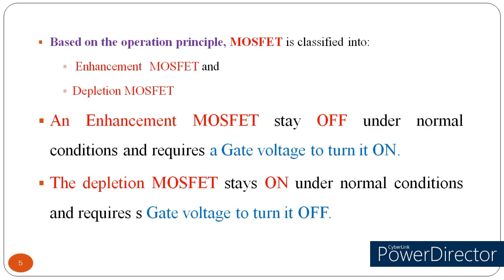So from here we can understand that an enhancement MOSFET is used as a switch. At normal condition it is in the off state, and when the gate source voltage is greater than 0, it is in the on state.